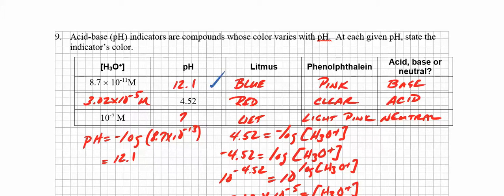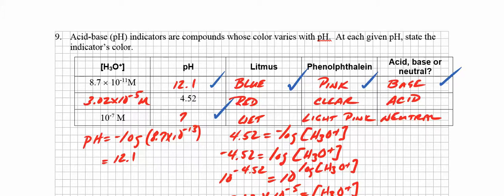Remember that basic solutions turn red litmus paper blue, so that means that litmus would turn blue, and phenolphthalein is another indicator that's pink when it's basic. So we're dealing with a basic solution here because 12.1 is above 7, and that'll do it for that line. The next one is a pure substance because actually it's a neutral pH. 10 to the minus 7 molar gives me a pH of 7, obviously. Don't even need a calculator for that one.